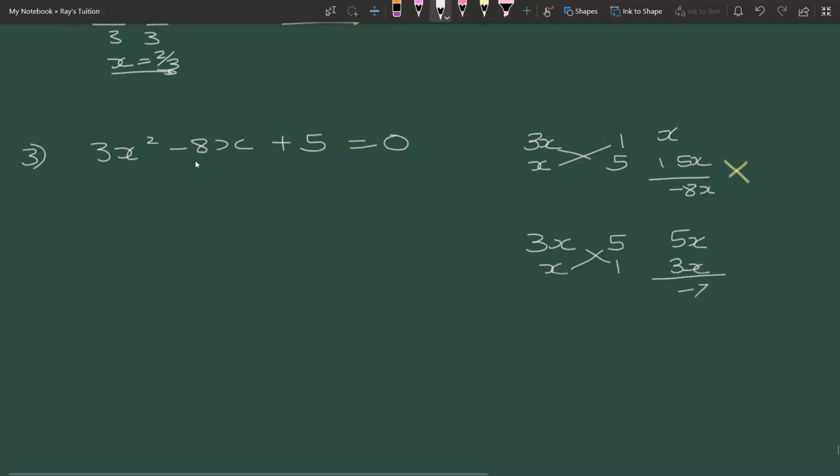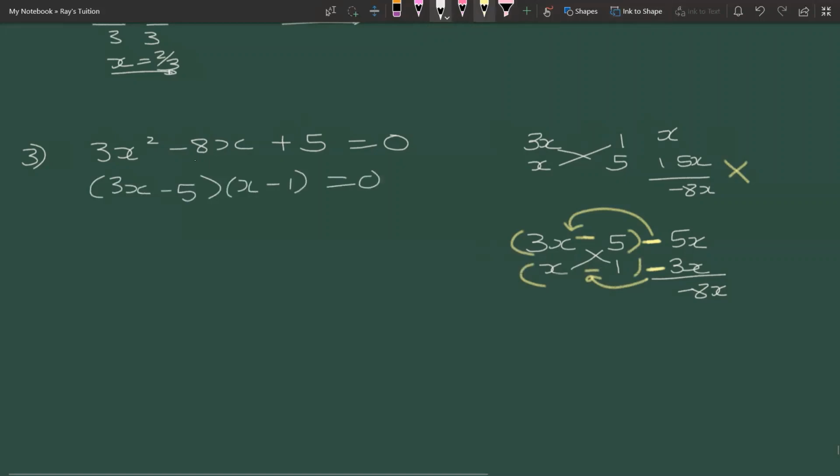So is it possible to get minus 8x with this combination? And yes, it is. If we say negative 5 and negative 3, we'll get negative 8. So then the negative goes there and the negative goes there. So those are our factors. Let us write it down. 3x minus 5 times x minus 1 is equal to 0.